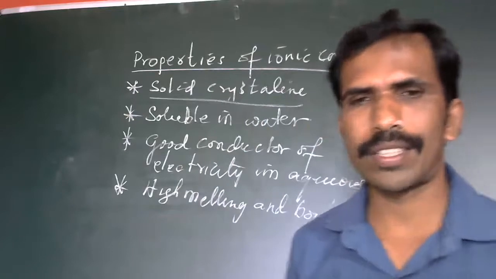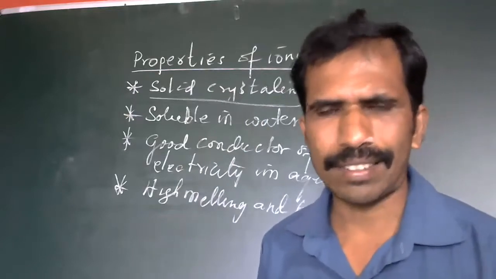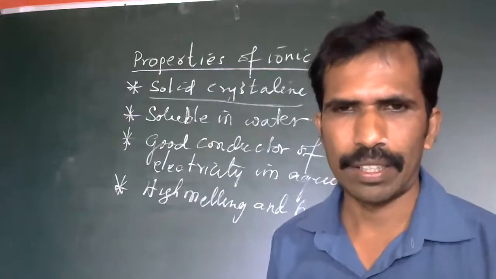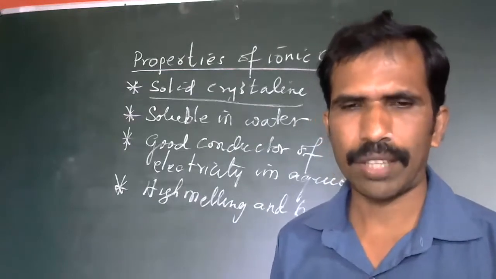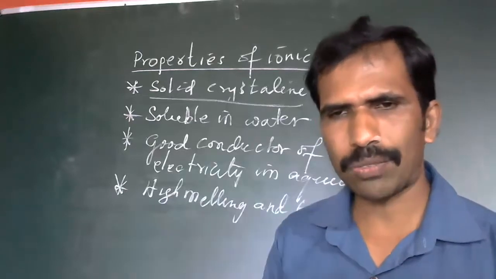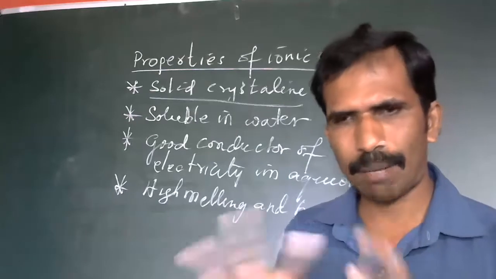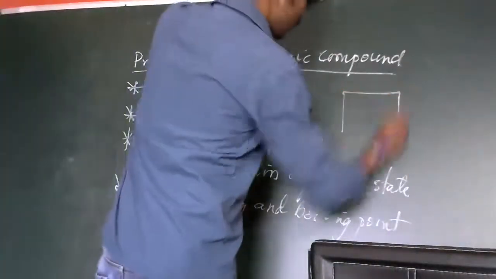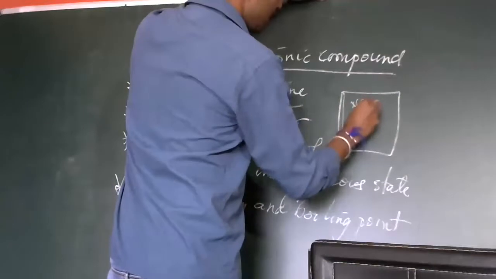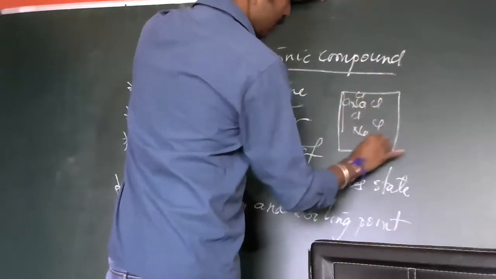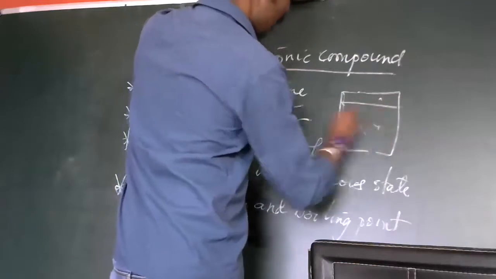Why are they solid crystalline? The reason is that the force of attraction developed between the cation and anion is very strong. So how they are arranged is that sodium bonds with different chlorine atoms. Like this, the bond is formed like crystals. Here sodium Cl is formed, then Cl, then sodium Cl again, so it will form crystals like this.